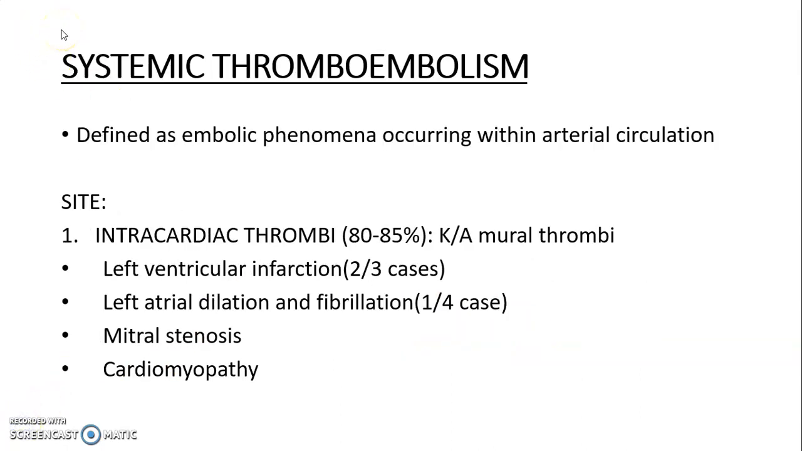After pulmonary thromboembolism, coming to systemic thromboembolism. It is defined as an embolic phenomenon occurring within arterial circulation. Site: it could be intracardiac thrombi, 80 to 85% are intracardiac, known as mural thrombi. Left ventricular infarction, in 2/3 cases. Left atrial dilatation and fibrillation, in 1/4 of the cases, due to mitral stenosis or cardiomyopathy.